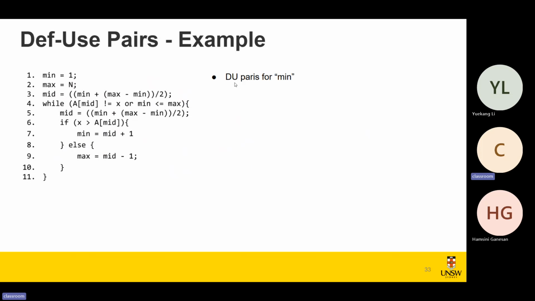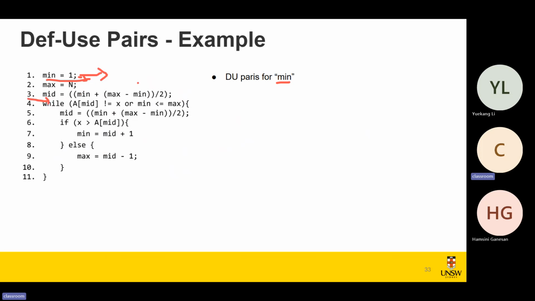So let's have a look at an example with the previous program. Let's try to find def-use pairs for mean instead of mid, which I used for example just now. Let's try to use mean here. So first, mean is defined at line 1, right? So where else is it used? It's used in line 3.